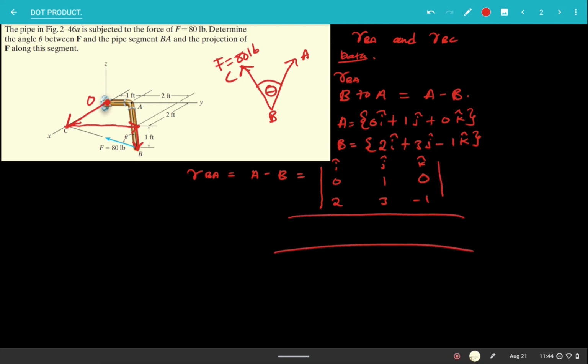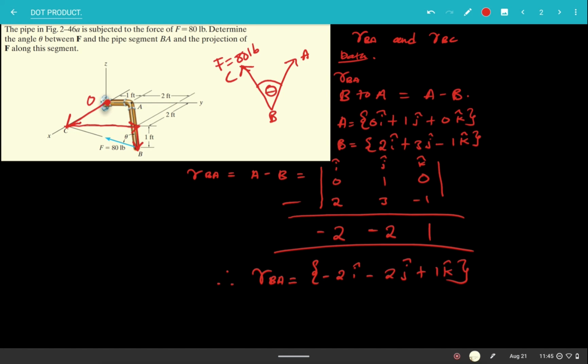After that, I'll just do my algebra. 0 minus 2, that would be -2. 1 minus 3, that's -2. 0 minus -1, it's a +1. This implies that the position of RBA is equivalent to -2 in the I, -2 in the J, +1 in the K. So that is our position vector for RBA.